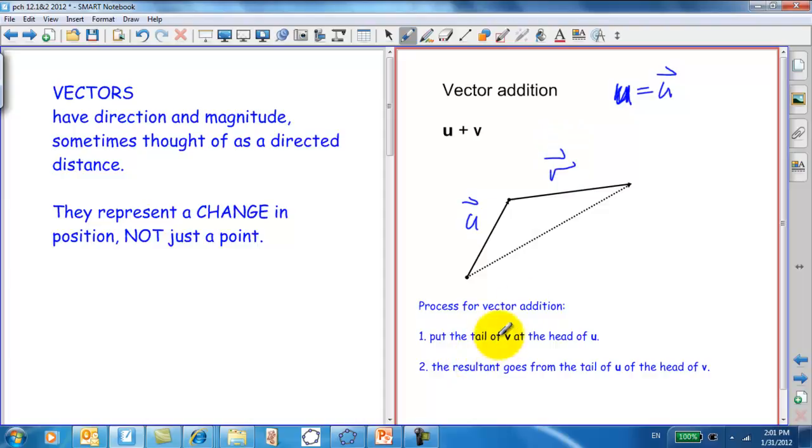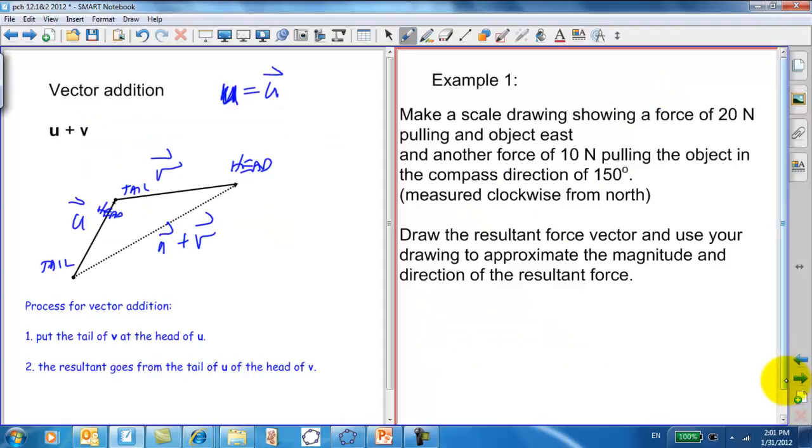You put the tail of V, so here's the tail of V, at the head of the first vector. And then your resultant goes from the tail of the first vector to the head of the second. So here's the resultant, U plus V. And that's the visual idea of how you add up vectors. You line them up end to end.